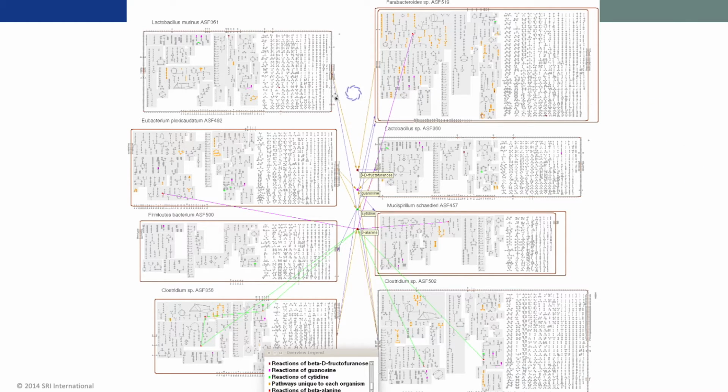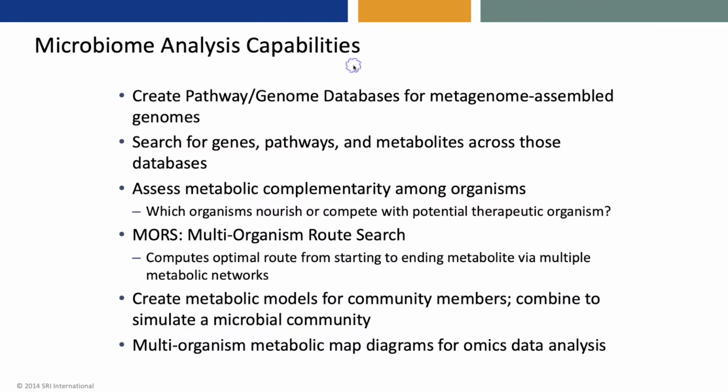And we've extracted the cellular overview diagrams from each of the 8 organisms. We've actually highlighted within them the pathways that are unique to each organism. And we're also depicting metabolites that are exchanged between the different organisms. So we can use this diagram to interrogate the metabolic interactions between these organisms. And this will lead me to other microbiome analysis capabilities of Pathway Tools.